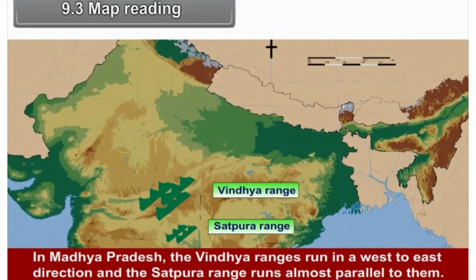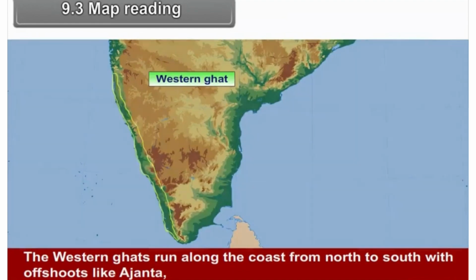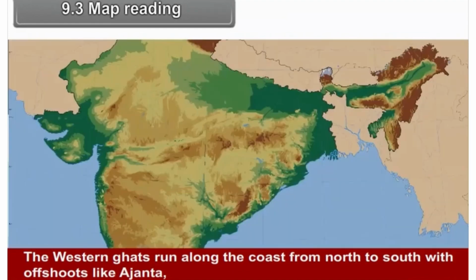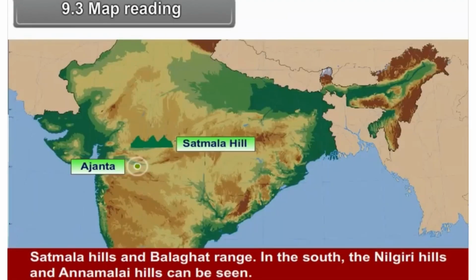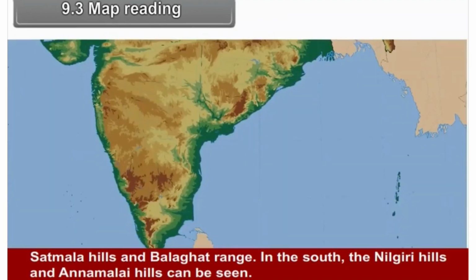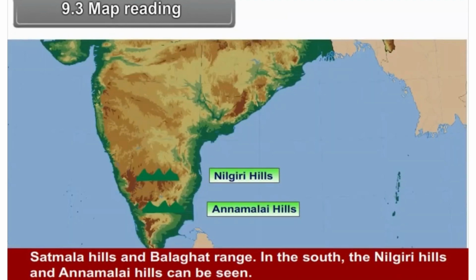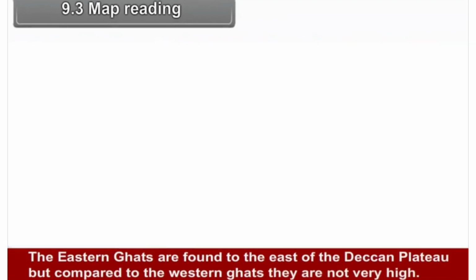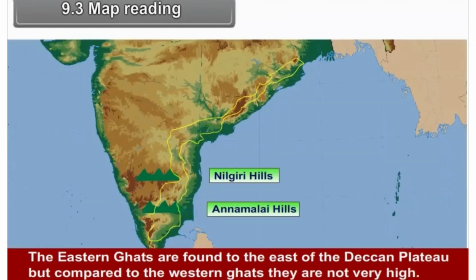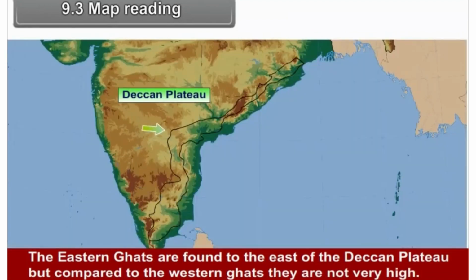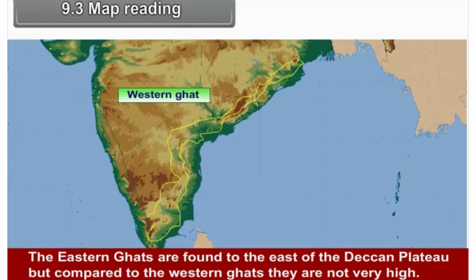The Western Ghats run along the coast from north to south with offshoots like Ajanta, Satmara Hills and Balaghat range. In the south, the Nilgiri Hills and the Annamalai Hills can be seen. The Eastern Ghats are found to the east of the Deccan Plateau, but compared to the Western Ghats, they are not very high.